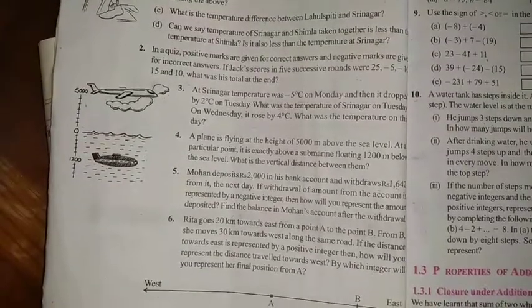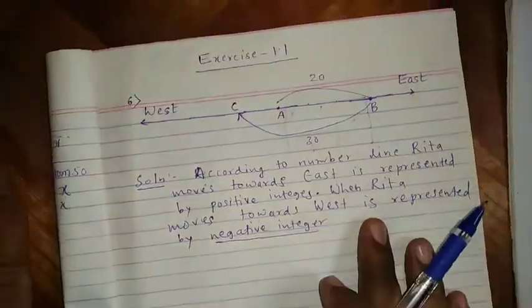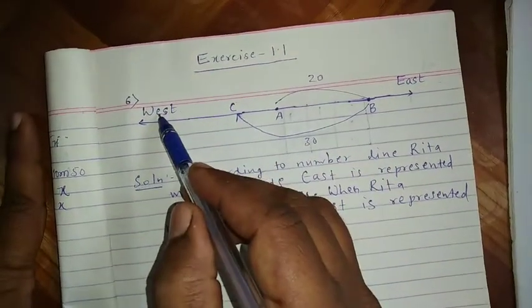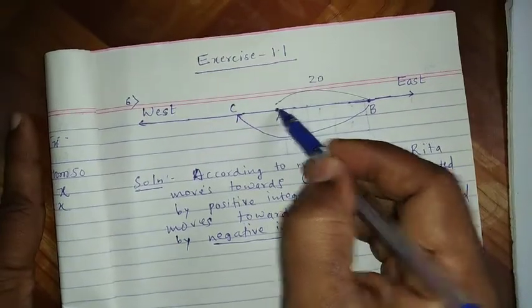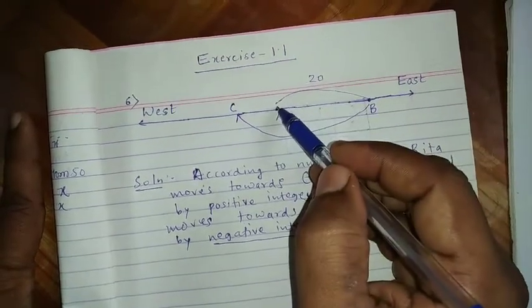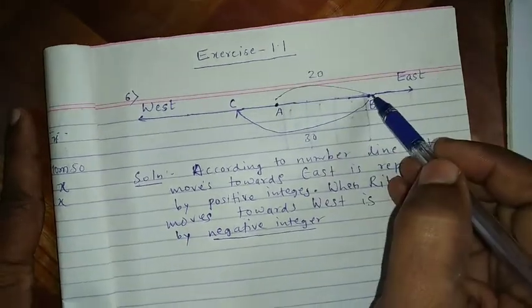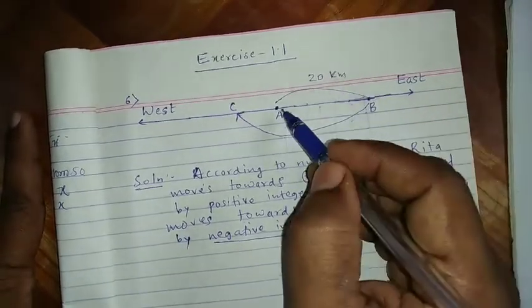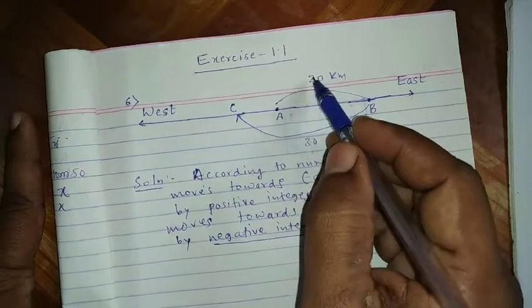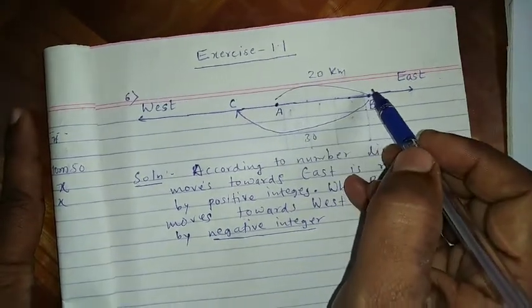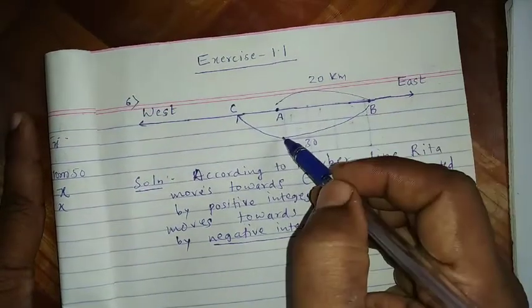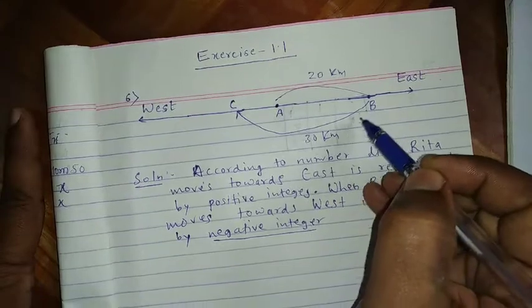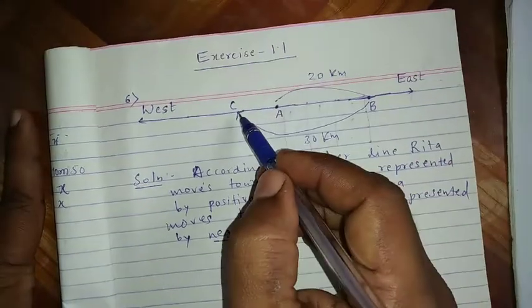What is the meaning of this question? All of you students, I'll explain now. See here, this is the west position and this is the east position. Now Rita moves from this point A to B, 20 kilometers, in the east position. Next, she moved 30 kilometers from B towards west.